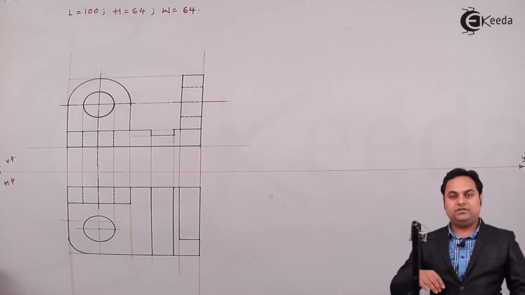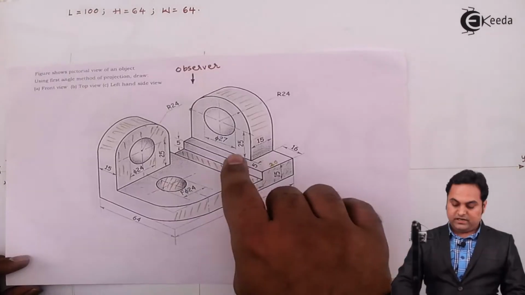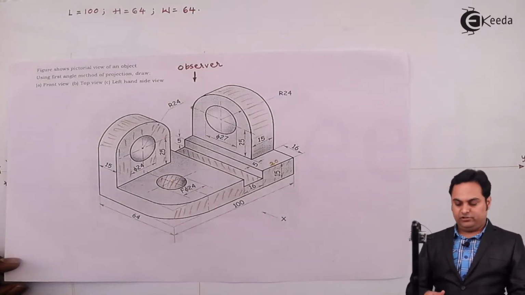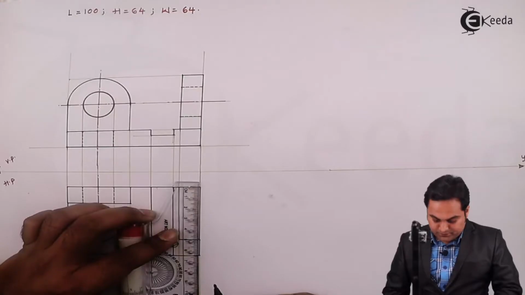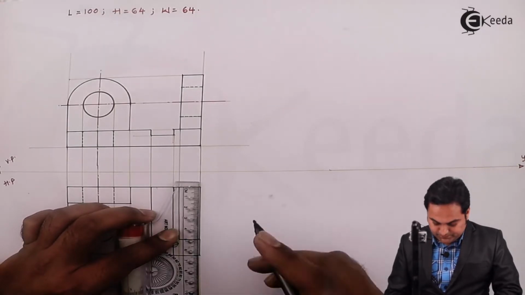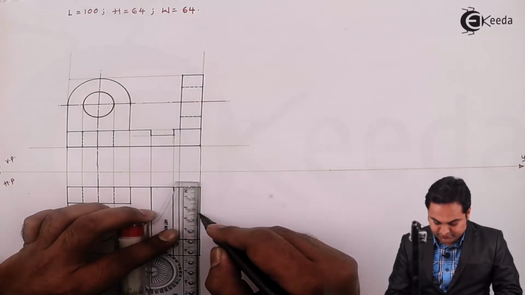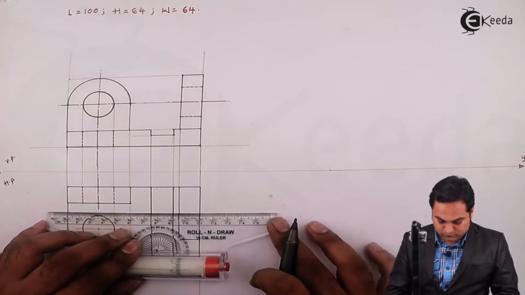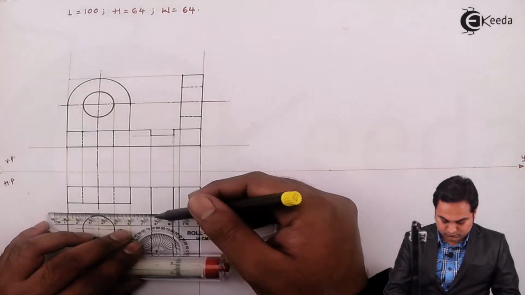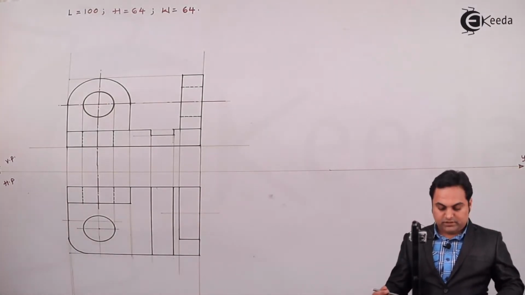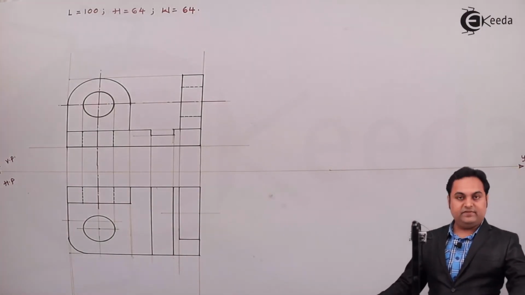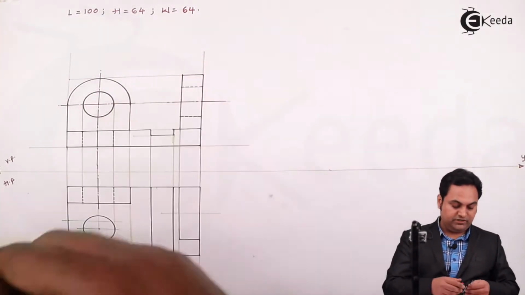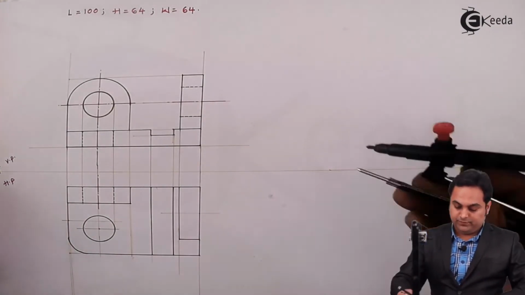Next, another circle is there inside this semicircle. That circle has a diameter of 27. So 27 will be the width of the circle and it is 15 mm in length. This width was 48, so I'm getting the center here. Then since it is 27 mm, we already have that circle in the front view. Again in the top view also it will be hidden.